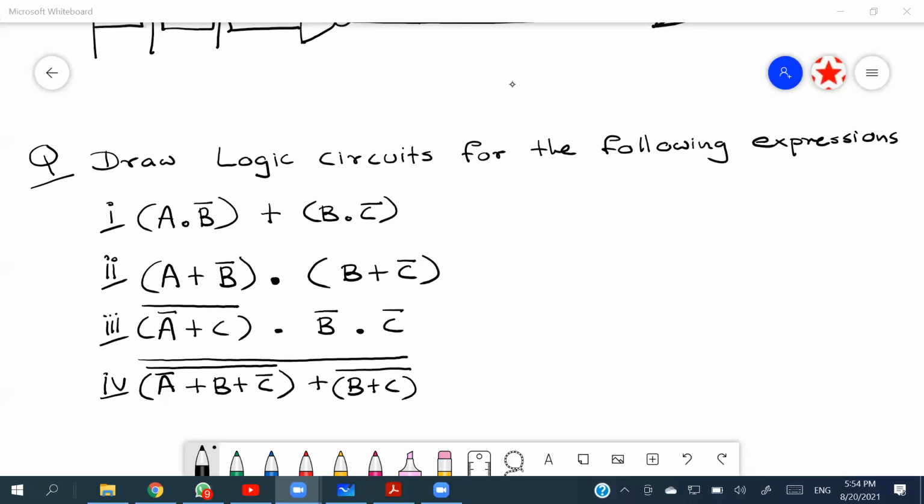Yeah, Dihan, we just recapped the things that we did last time, and we came to the question. We just finished writing the question, so you can write the question and start drawing.